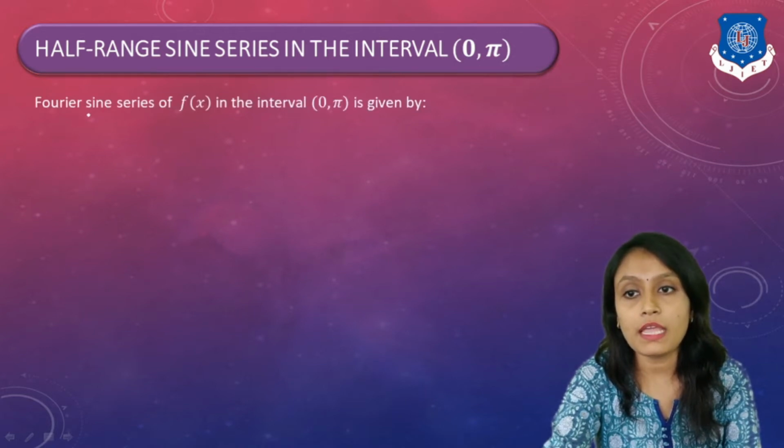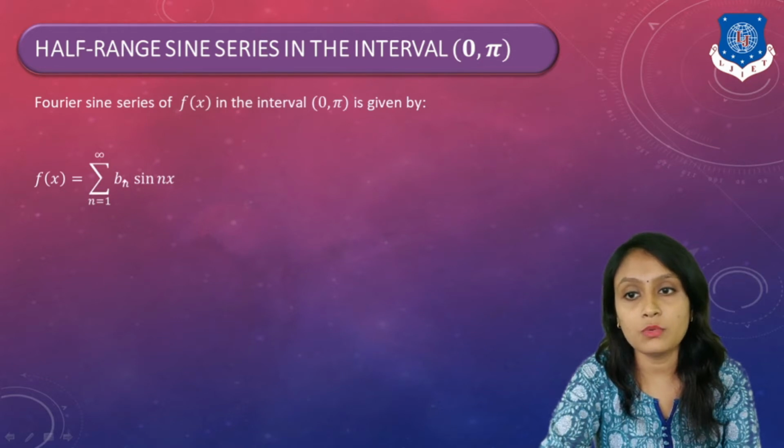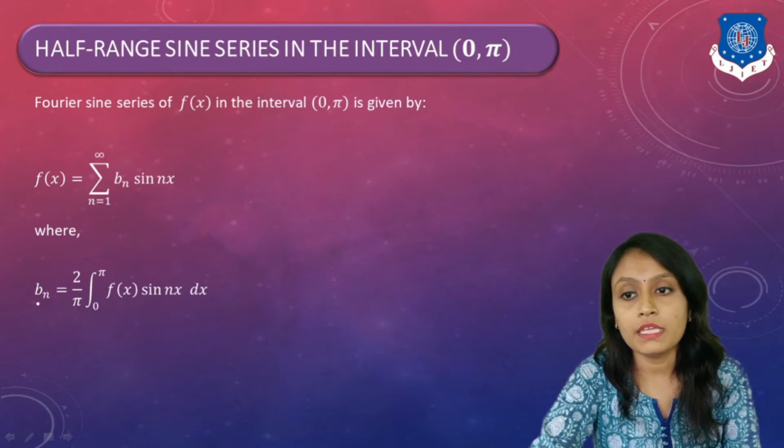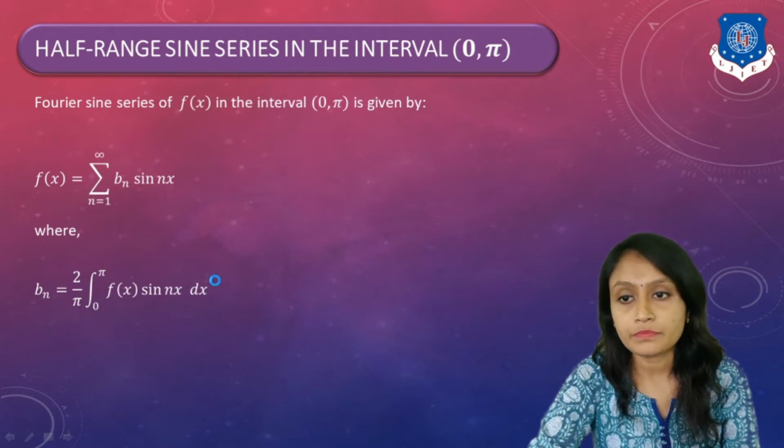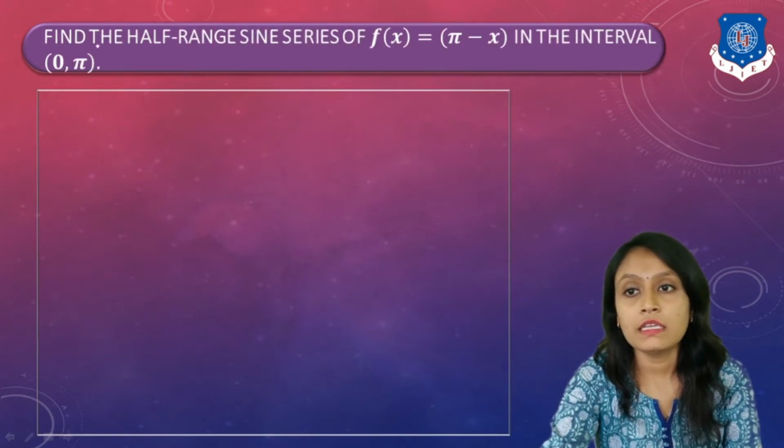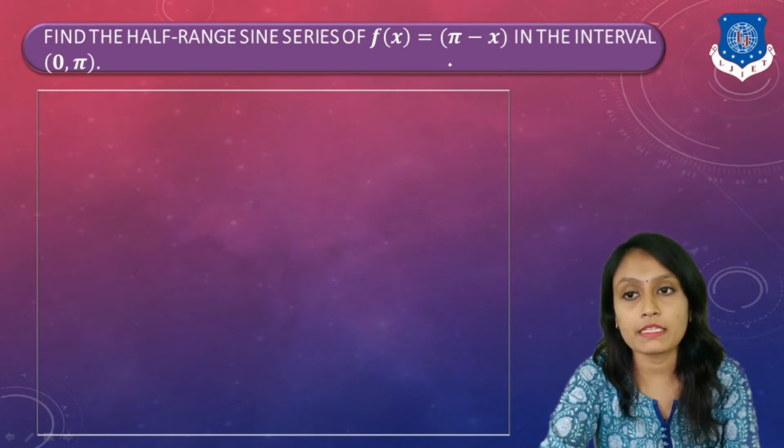The formula is f(x) = summation n from 1 to infinity of bn sin nx, and the value of bn is equal to 2 upon pi integration 0 to pi f(x) sin nx dx. Okay, so let's see one example, that is, find the half-range sine series of the function f(x) = pi minus x in the interval 0 to pi.